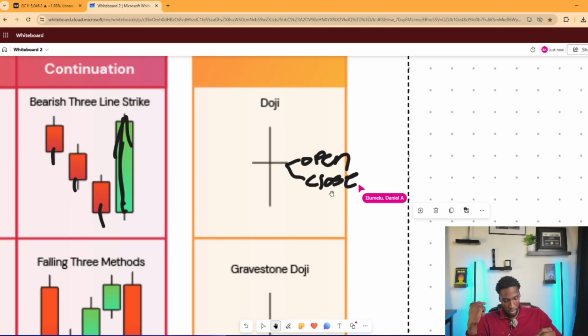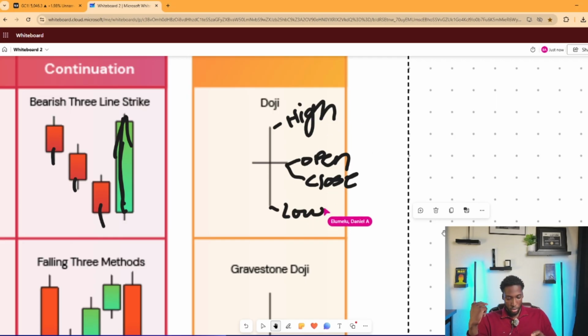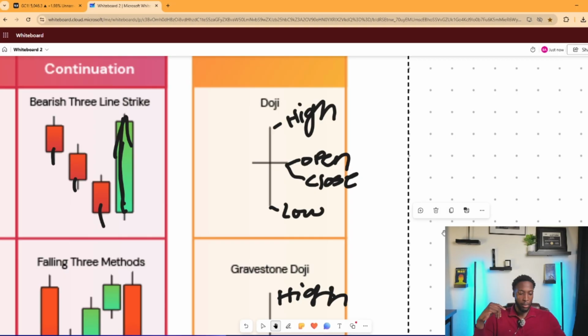And then this is high, low. Gravestone doji, same stuff. High. There's no low. Open and close is in the same area. So it's in a state of equilibrium. So at a point in time, it's opened. Buyers pushed it up. Sellers pushed it all the way lower. Then buyers pushed it back up to the exact spot that it opened at. This is showing indecisiveness. I don't know where we're going to go. That's what the market is telling us.